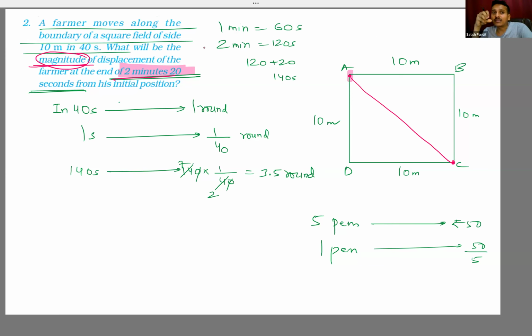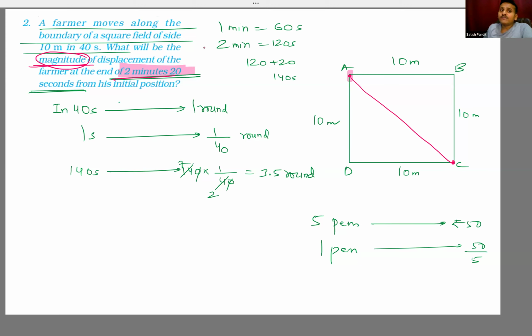Why have they specifically mentioned magnitude of displacement? They could have just asked displacement, right? Because we learn later on that displacement is a vector quantity, so it has two things: one is the magnitude, another is the direction. In the textbook, they have not talked about the direction of displacement, which is why I didn't teach that. But displacement has direction also, and that is why it is called a vector quantity. You will study scalar and vector in your higher classes.